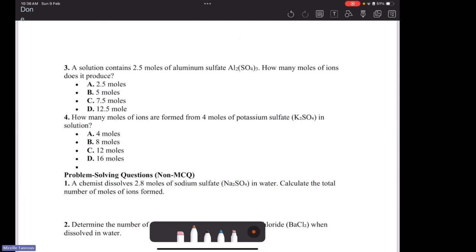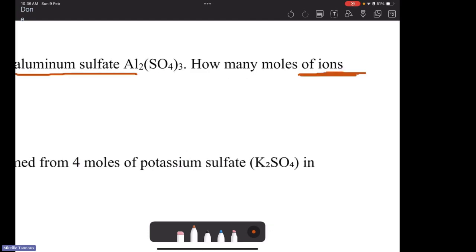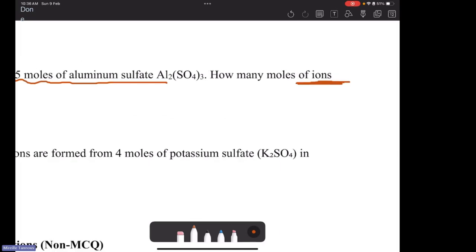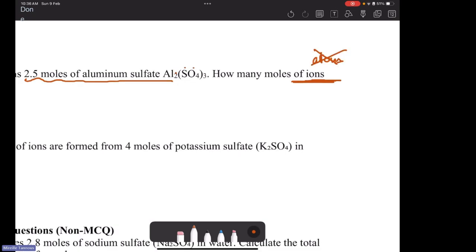Again, a solution contains 2.5 moles of aluminium sulfate. How many moles of ions does it produce? Now here they didn't say how many moles of atoms. They didn't say atoms, to count the 2 Al, 3 S and 12 O. They only want the ions. And by looking at this one, I have 2 positive ions versus 3 negative ions. Let me just explain it better.